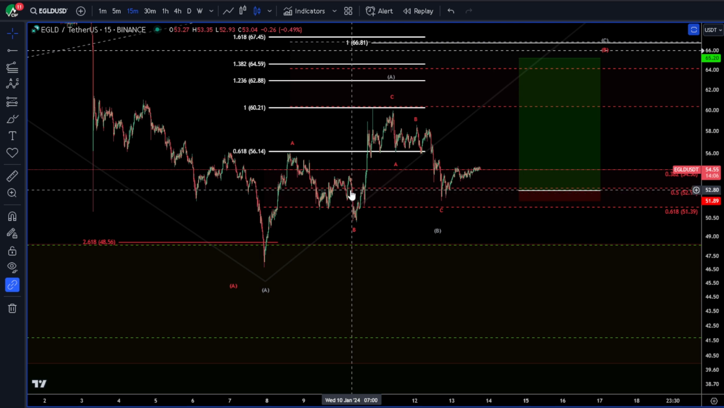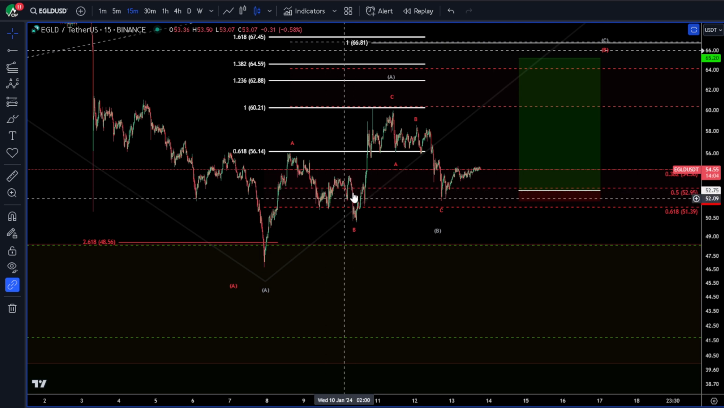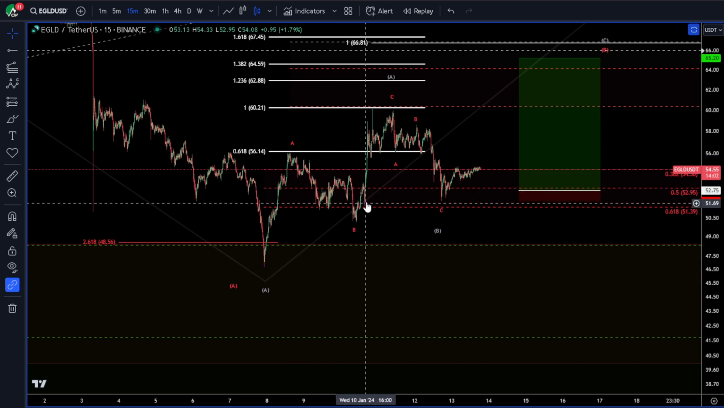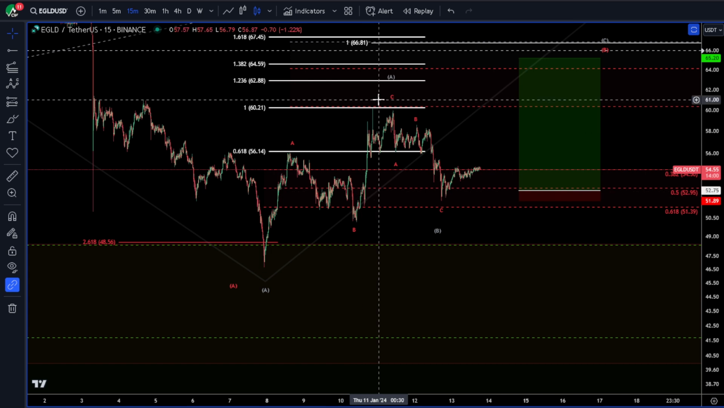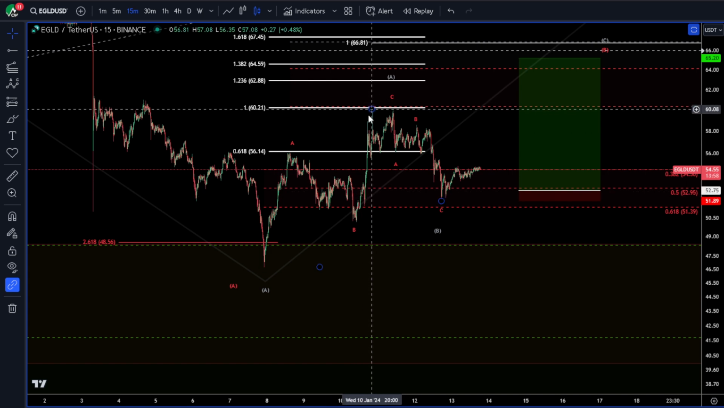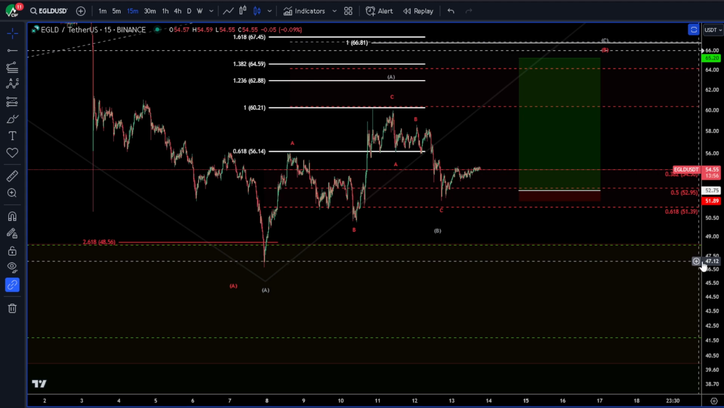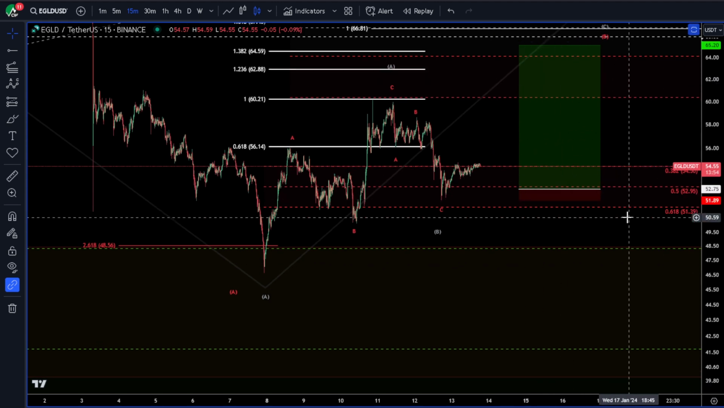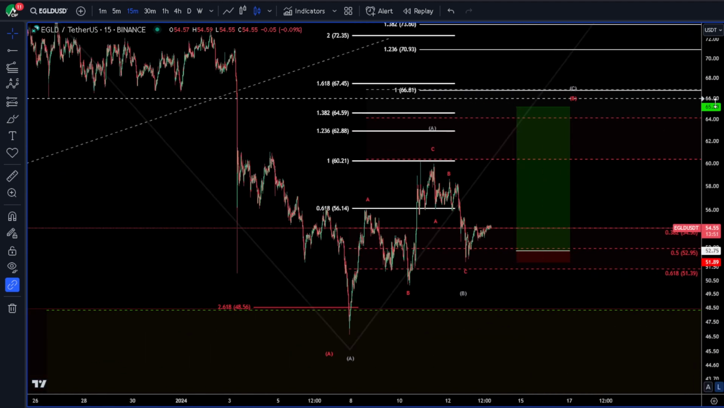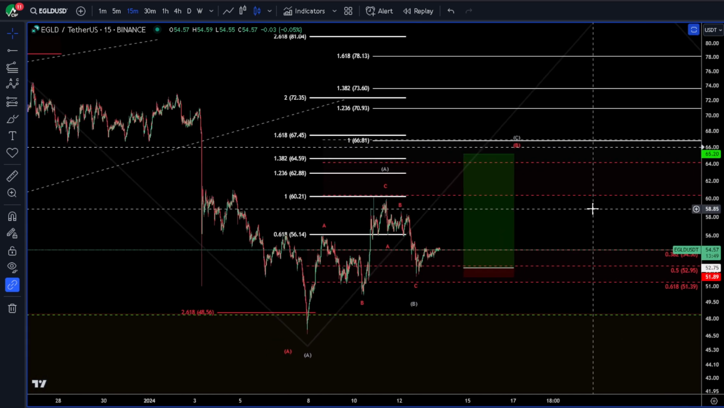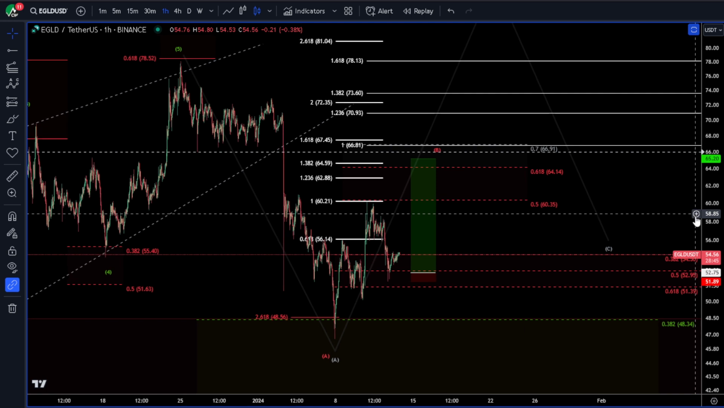My initial entry was here at this first pullback. And if you're just scalping this on the daily, you hit the 1-to-1 extension and you had the possibility of re-entering. But for channel purposes, I'm targeting much higher, so I didn't scalp this on the channel. But as of right now, expecting, let me go out to the hourly for a second.